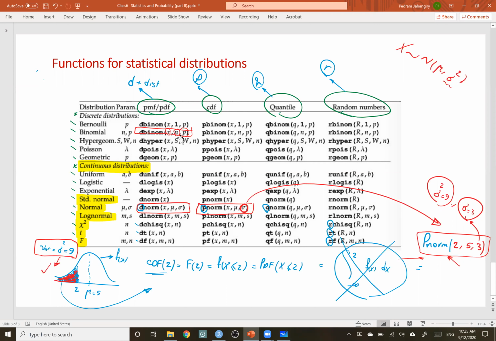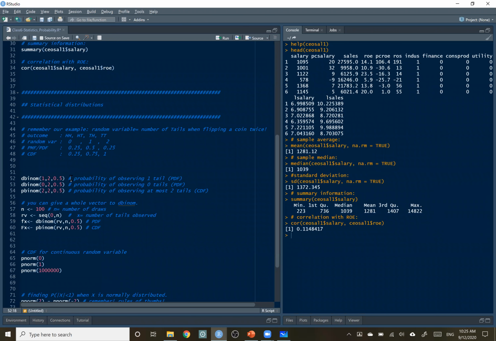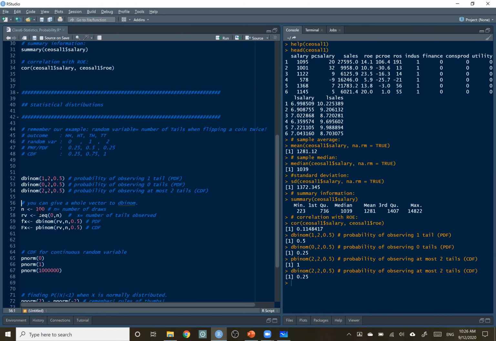So let's pass those numbers to the R function. If I want to see one tail, it's 1, 2, 0.5. So go back to R: 1, 2, 0.5. If I run this line, the answer is going to be 0.5, right? If I want to see the probability of seeing no tail, the answer is 0.25, because it was 1/4. If I want to see two tails, the probability was again 1/4.